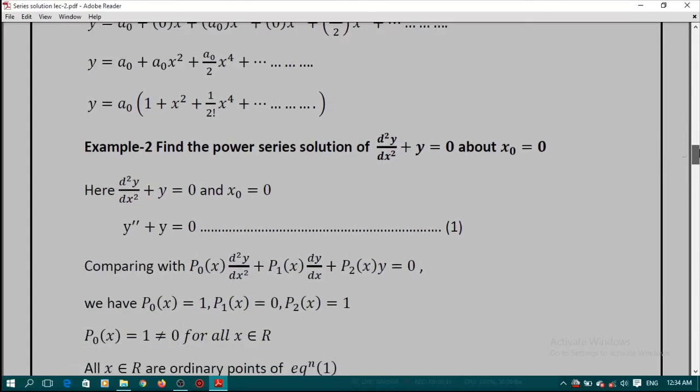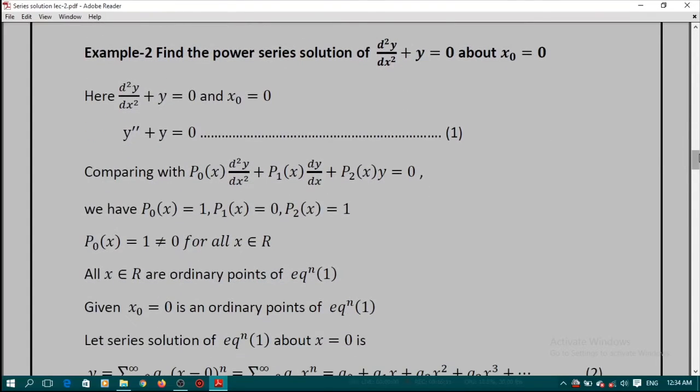Now let's understand this process with another example. So example 2 is: find the power series solution of d square y by dx square plus y equals 0 about x0 is equal to 0. So in first example the instruction is very simple, they simply ask find the series solution. Here with the given differential equation, there is one other information, and that is the point is given, and that is here x0 is equal to 0.